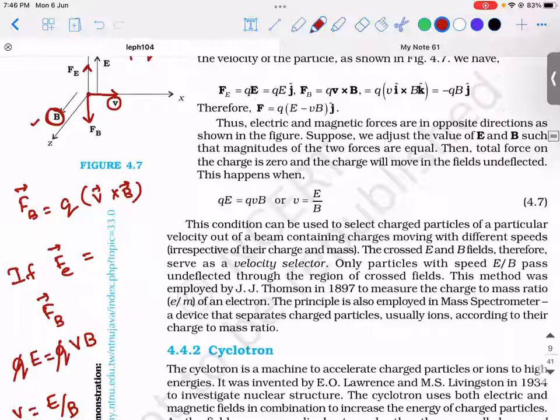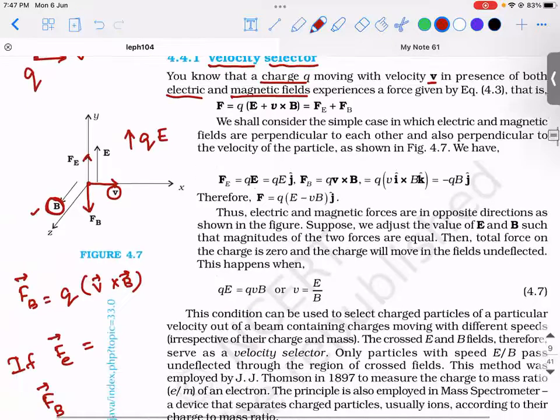If the magnetic force is exactly equal to the electrostatic force, then what can you say is the net force acting on the particle? In general, it can be anything. It depends. This is a special concept called velocity selector.